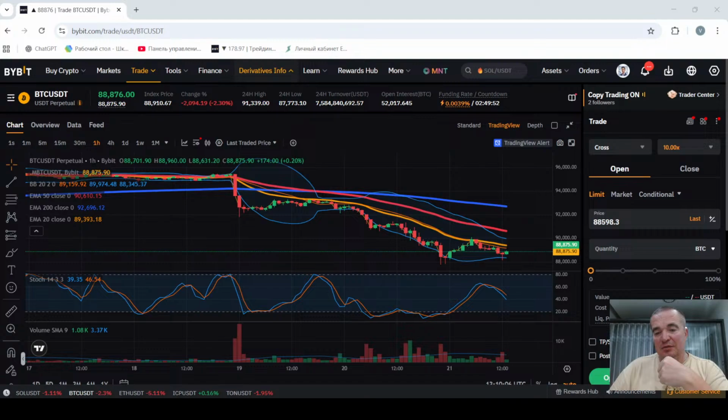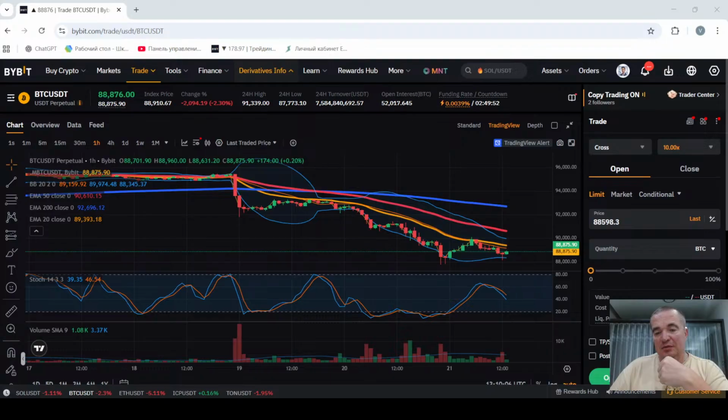And the target for the long will be on the level, like I say, 91, maybe 92 is the maximum, because you see there is a cluster of moving averages, and they usually tell that there will be huge resistance.